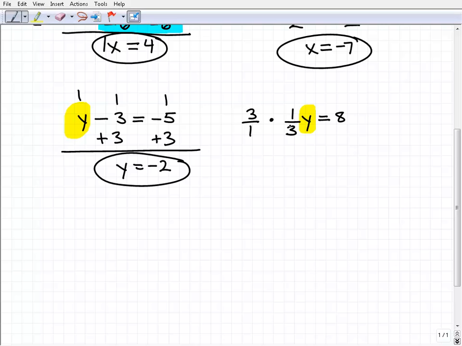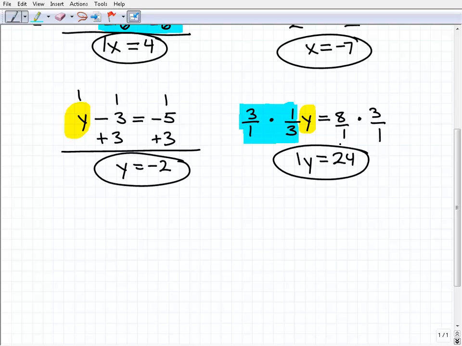And you're going to multiply both sides of the equation by the reciprocal. So I know you remember your fractions, right? So this 3 over 1 times 1/3 is 1. And that's what I want, 1y or y. This time I'll just write it like 1y, okay? So now over here I have 8 times 3 over 1, or 8 over 1 times 3 over 1, which is 24. And that is my solution.